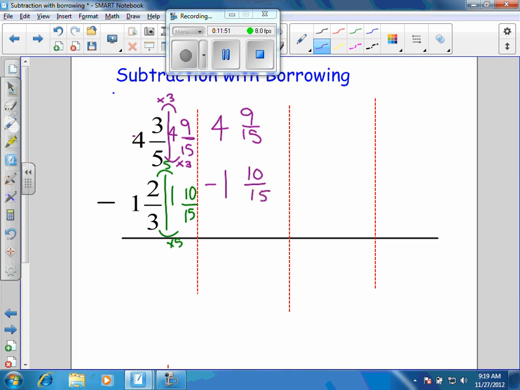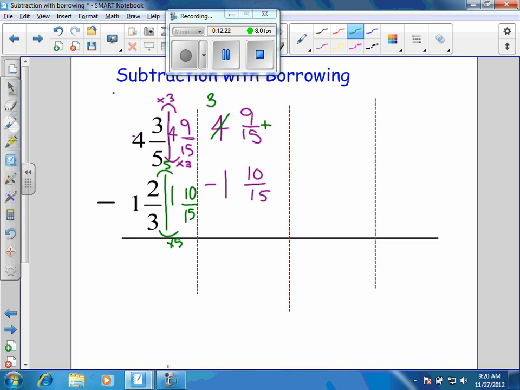So, Kyle, can I do that without borrowing, or do I need to do a borrow? How come? You can't subtract 10 fifteenths from 9 fifteenths. Okay. So let's see, Nick, what do I do when I borrow? What do I have to change? You have to change the 4. Right, and I'm going to change it to 3.